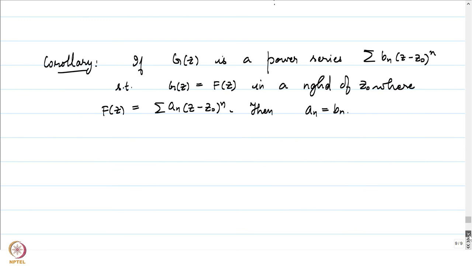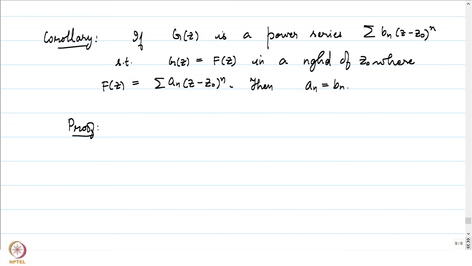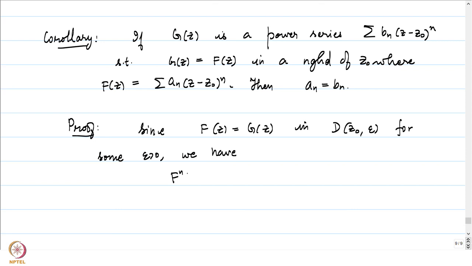The proof is just one line. It is to notice that if f is equal to g in a neighborhood of z naught, the calculation of derivative is a local property. Since f of z is equal to g of z in, say, D(z0, epsilon) for some epsilon positive, we have f^(n) at z0 is equal to g^(n) at z0 for all n in natural numbers.